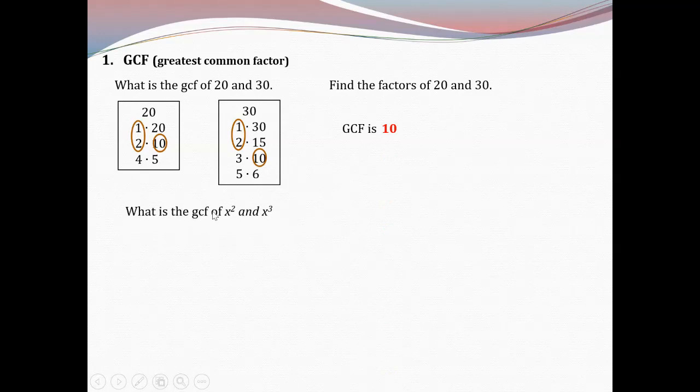Okay, now you can also find the GCF of variables, which are the letters in mathematics. It's good to know the vocabulary. These are called variables. For example, x squared is x times x. For x cubed, it's x times x times x. How many x's do they have in common? They have 2 x's in common. So that's x times x. The answer is x squared.